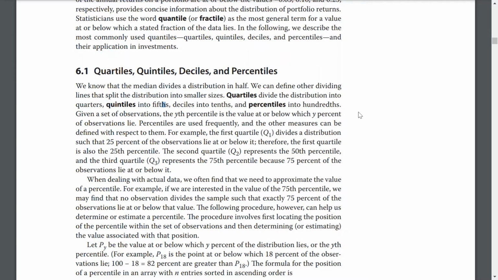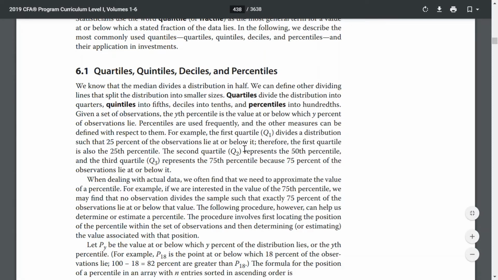We know that the median divides the distribution in half. We can define other dividing lines that split the distribution into smaller sizes. Quartiles divide the distribution into quarters, quintiles into fifths, deciles into tenths, and percentiles into hundredths. Given a set of observations, the y-th percentile is the value at or below which y% of the observations lie. Percentiles are used frequently, and the other measures can be defined with respect to them.